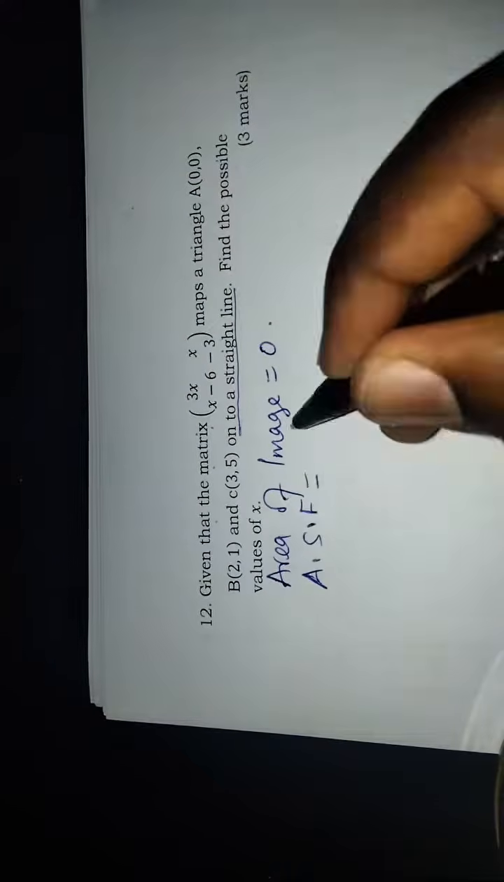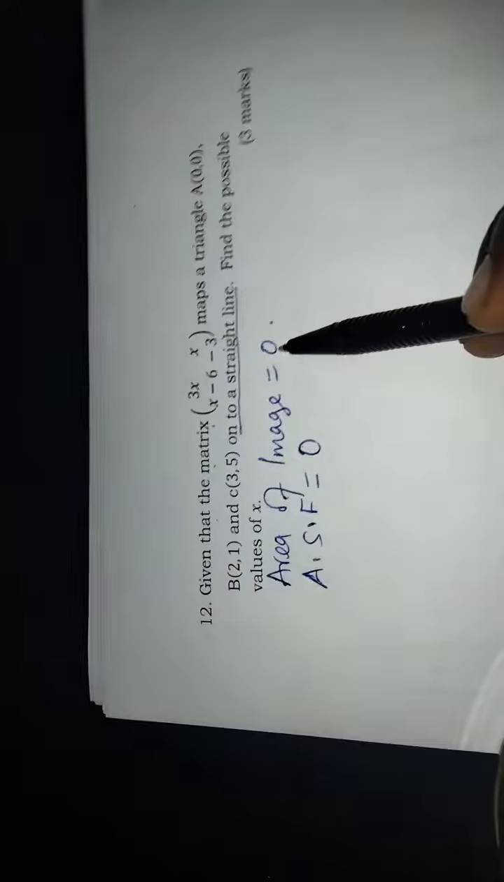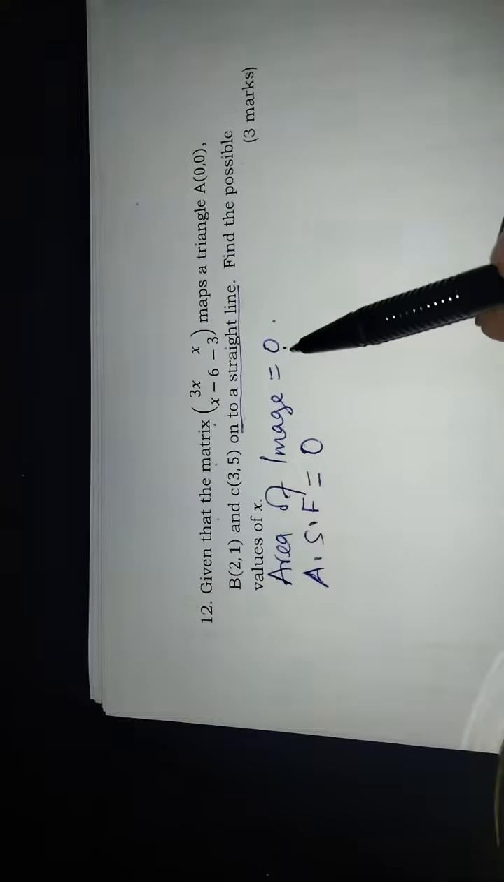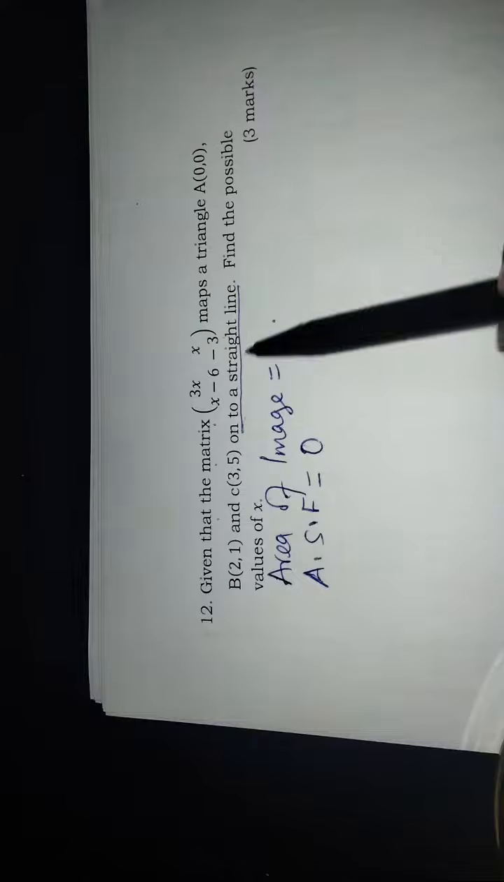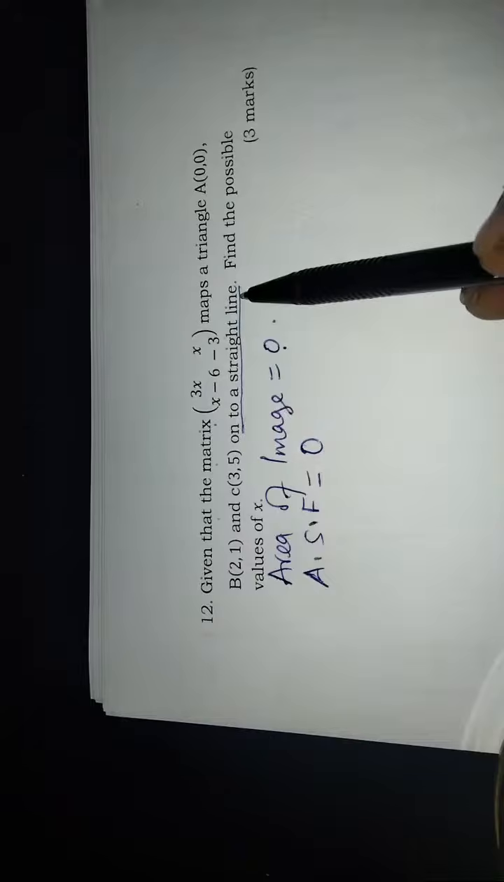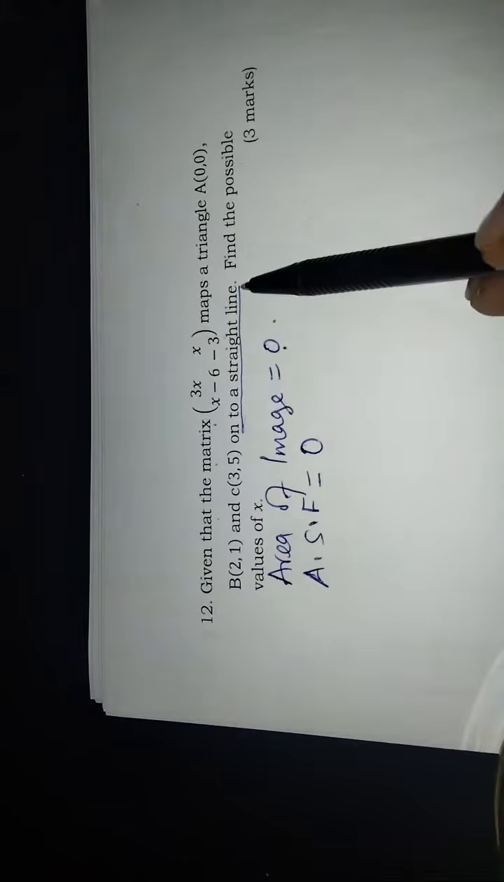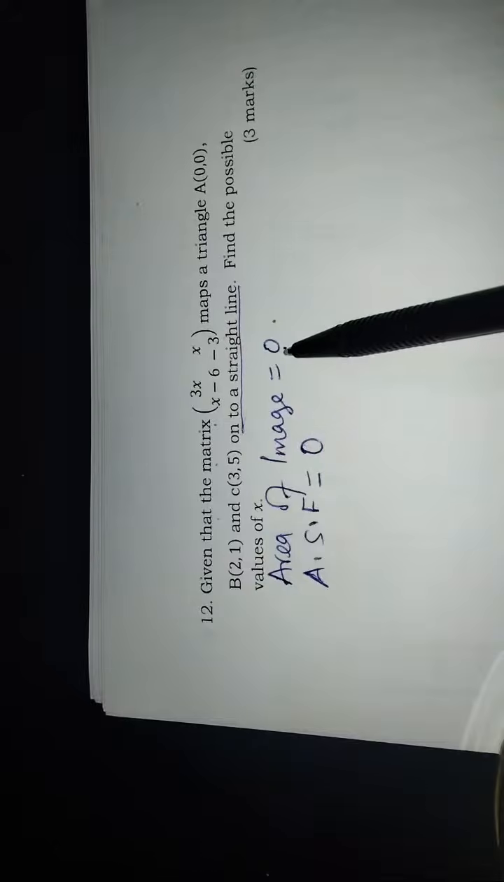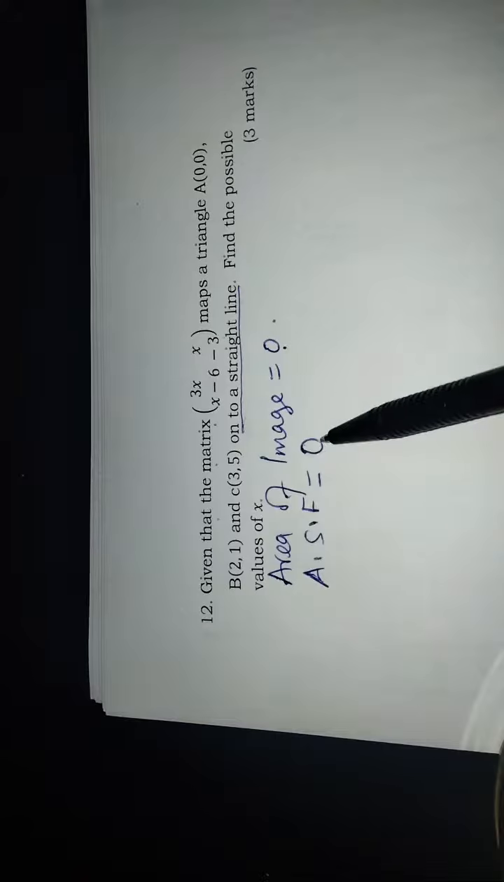And we know very well that the area of the image and that of the object, when they are related, they give us what we call the area scale factor. This means in this case, area scale factor equals 0 because area of image out of area of object will definitely become also 0. So the language here to be understood is onto a straight line. When you understand what it means, you will get to know that the area of the image is 0, meaning that area scale factor is also 0.